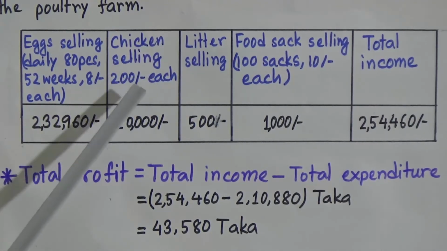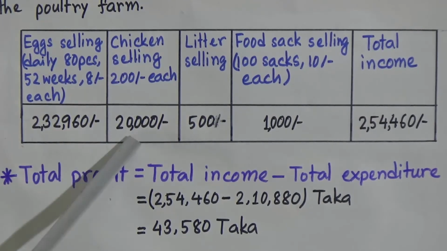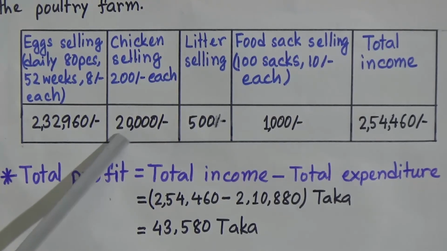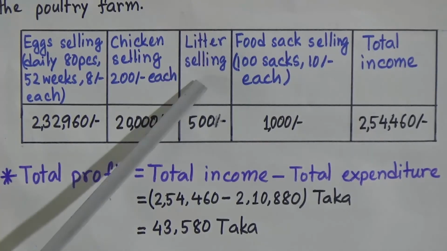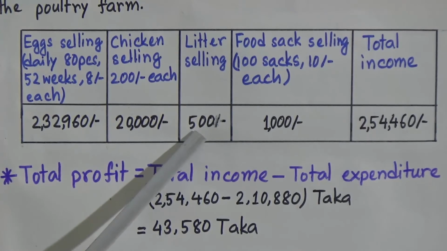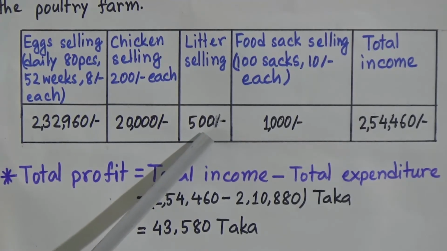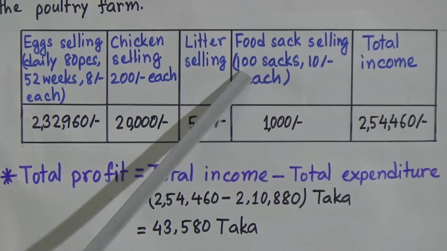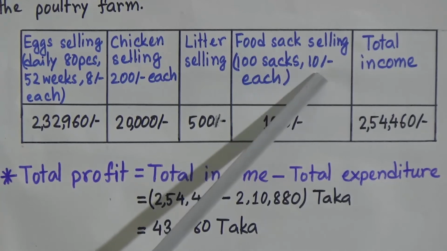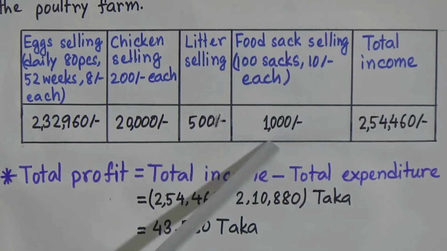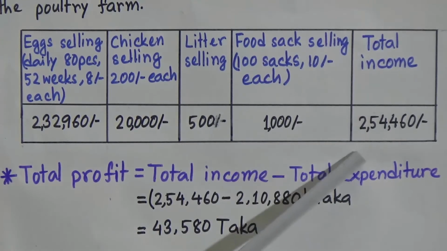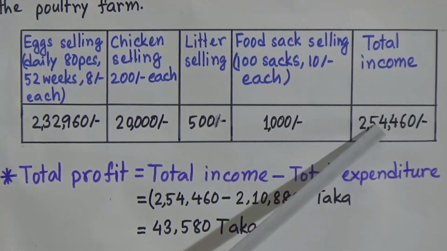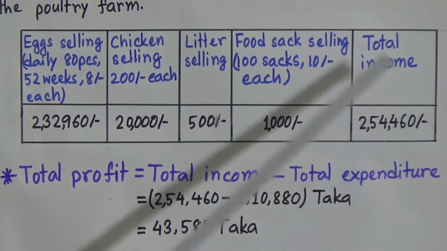Now chicken selling, 200 each. So if you sell some chickens and you have earned 20,000 taka, and litter selling, after selling the litter or the poultry bed, we have earned 500, and then food sack selling, we have sold 100 sacks, and each sack costs 10 taka, so it will be 1,000. So in total we will find 2,54,460 taka. So this is our total income.